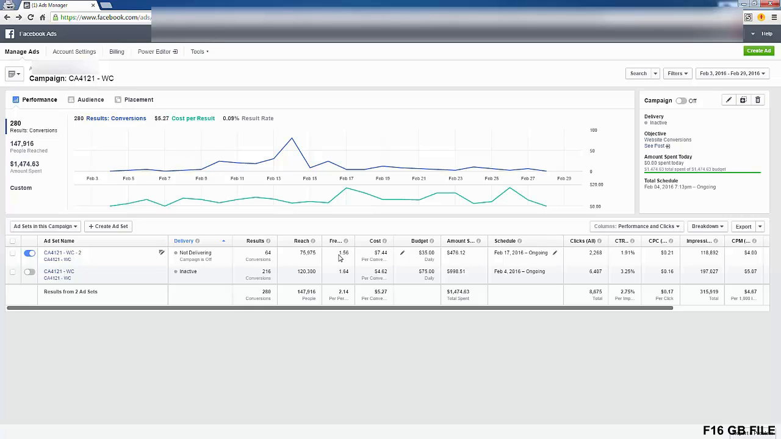When you see frequency at about 2.5, again, it's only an indicator, but 2.5 is when I start to think that I've shown the ad enough times. They've already seen it. I don't want to get into the 3, 4, 5, 6 frequency range. Caveat being on a retargeting ad, you will get huge frequencies, and that's okay, because that's the whole idea of retargeting. You want to keep showing them the ad. You want to remind them to come back.